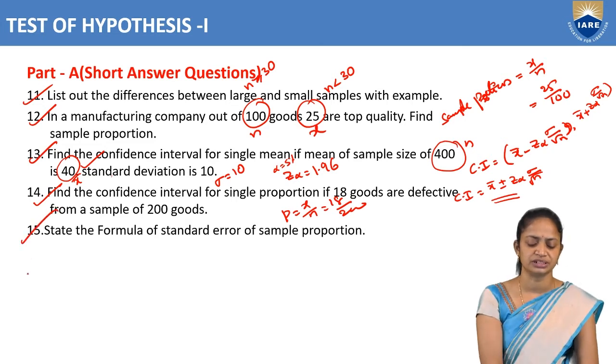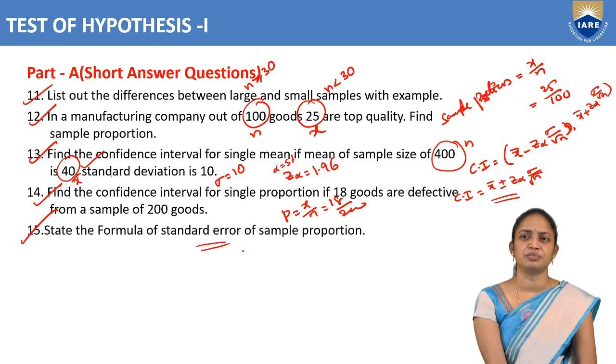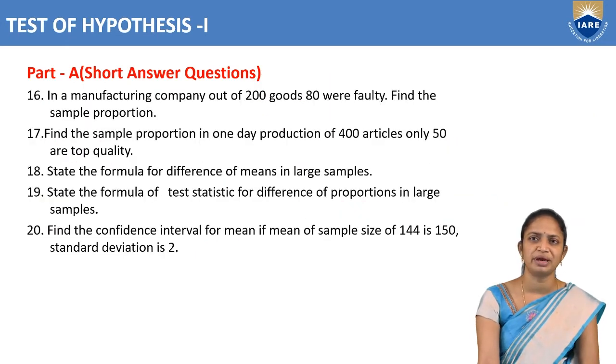Now coming to the next question. Find the formula for standard error of sample proportion. We have to write the formula for sample proportion: sigma by root n.